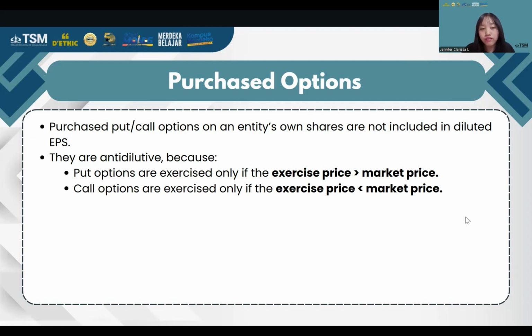Why are they anti-dilutive? So first one, put options. Put options are only exercised when the exercise price is bigger than the market price, meaning the company buys back its shares at a higher price, so there is no dilution. And call options are exercised only when the exercise price is lower than the market price, meaning the company buys shares cheaper than previously, so still there is no dilution impact. So since they don't reduce the EPS, they are excluded from the diluted EPS calculation.